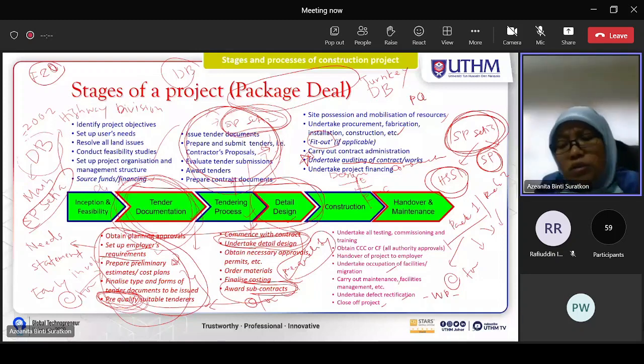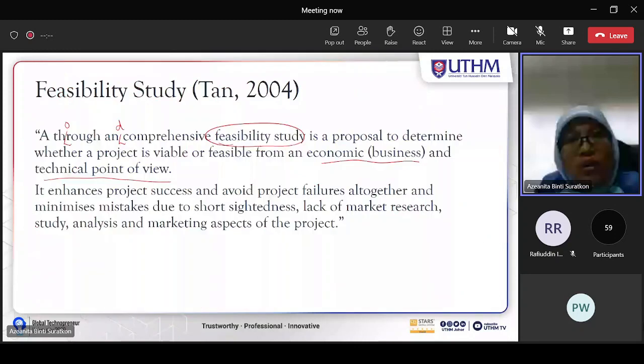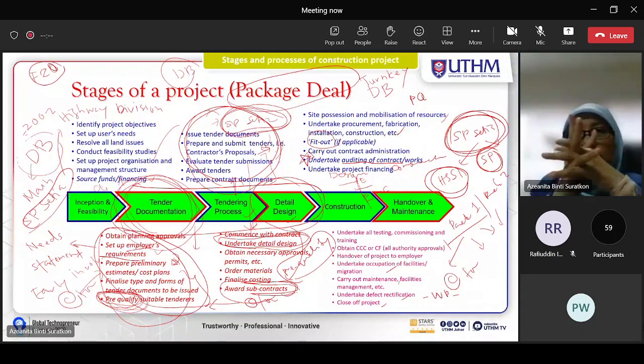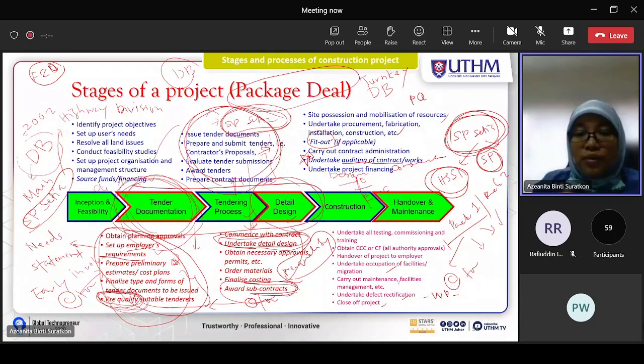So hopefully you understand, because normally these stages of project, package deal or traditional, that we were just talking about, are a favorite question during the final exam. I think you will have a better understanding after we learn chapter 7, where we talk about the procurement methods, whatever, DB, design and build. Hopefully you will understand, and the questions normally combine these in this chapter. Okay, any questions, class, so far?